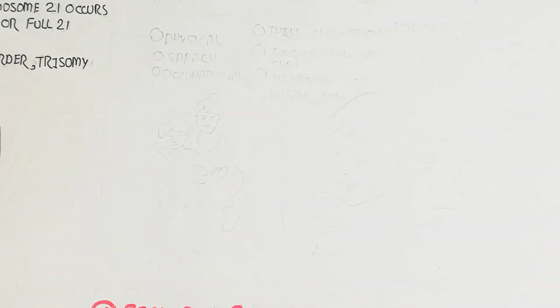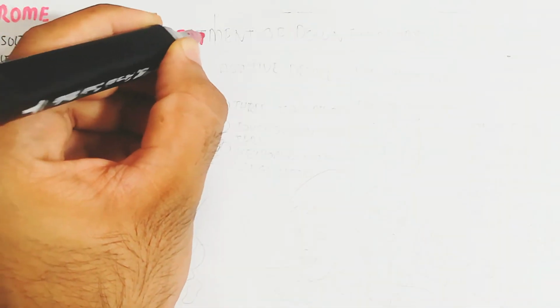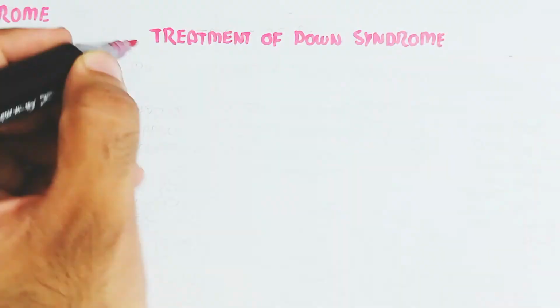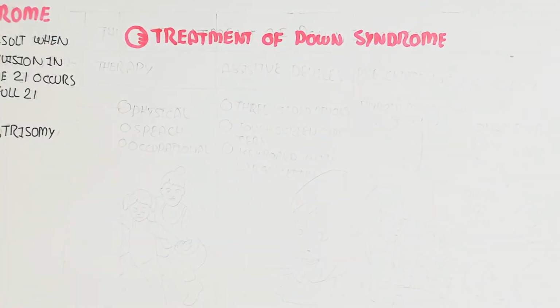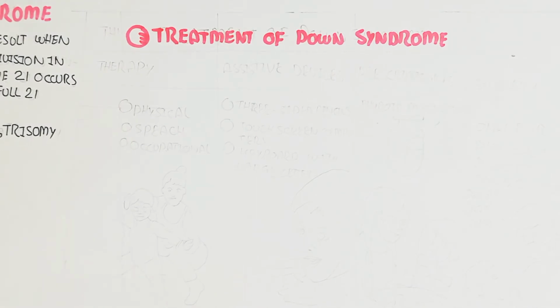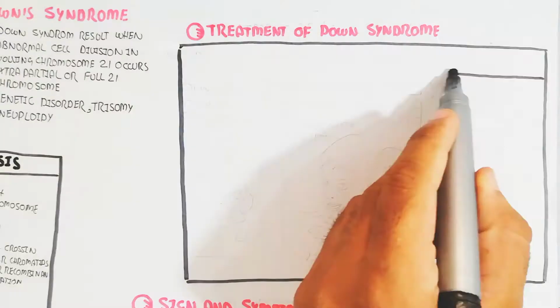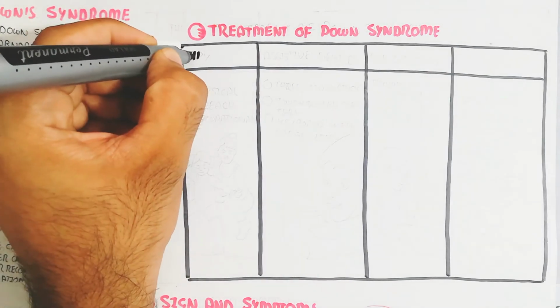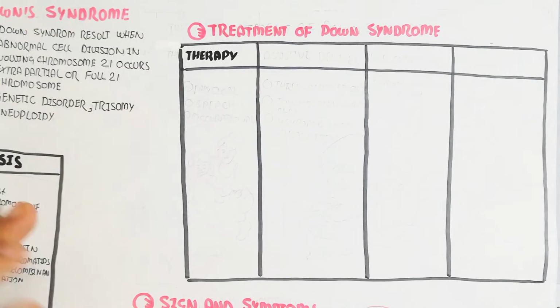So these are basically the signs and symptoms, but the symptoms can be heart failure and high blood pressure, and there are a lot of things, low metabolism. So I am not describing them. So let's begin to understand the treatment of Down syndrome.